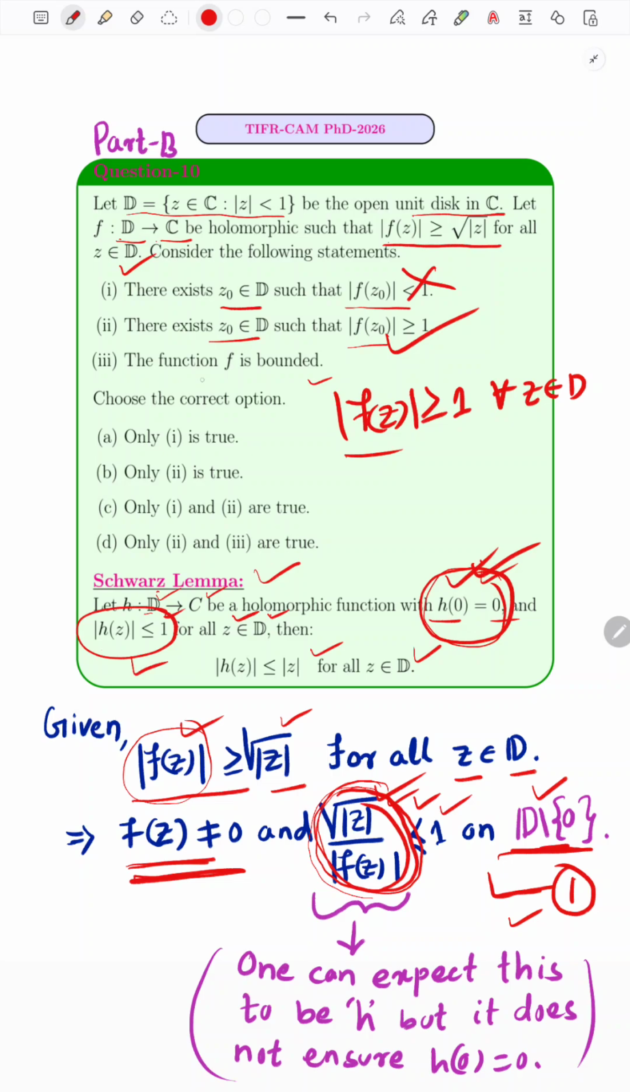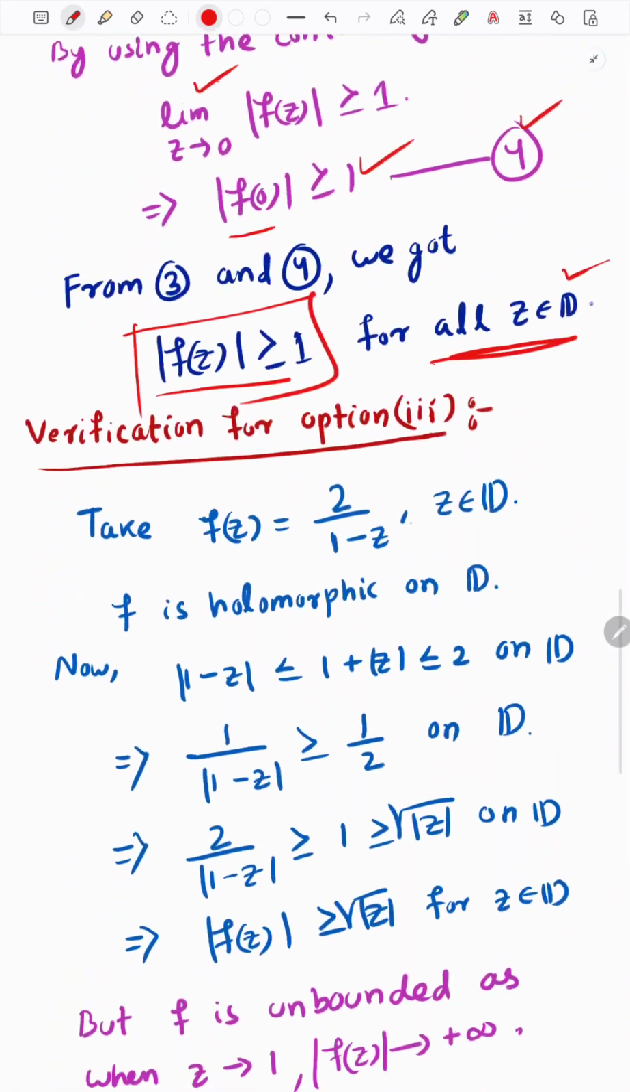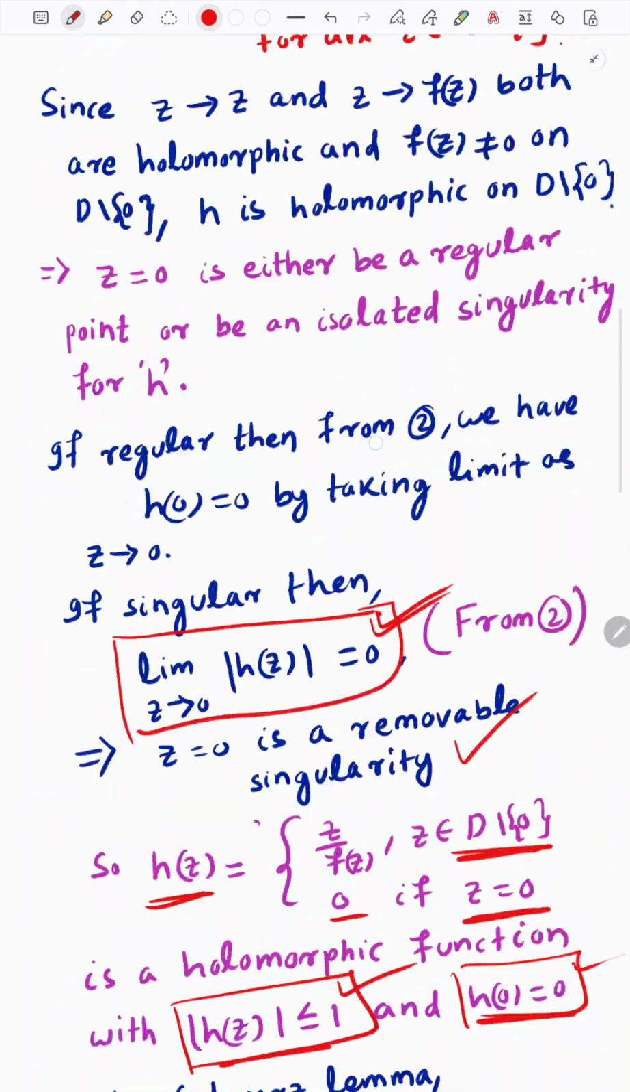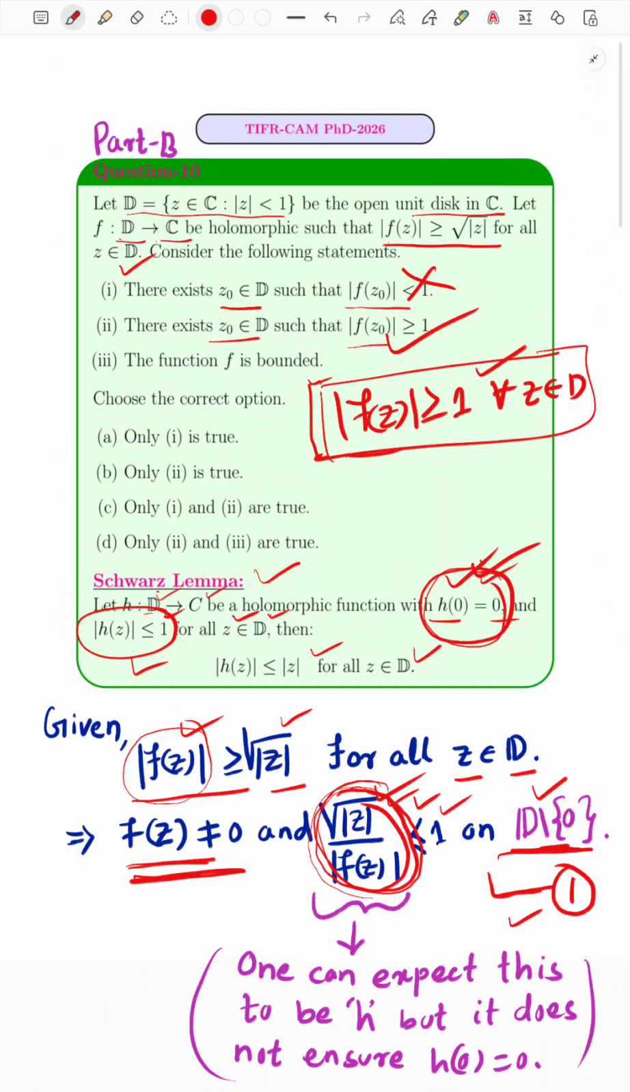Now we have to check option 3, whether f is bounded or not. This does not imply that f is unbounded, or that it is bounded. We cannot infer from this that f is bounded or unbounded. But we can create a counterexample such that f is unbounded. The required counterexample is given here. If one considers this function, clearly when z approaches 1, this function will blow up to infinity. So it is an unbounded function, but we have to ensure that this function is analytic.